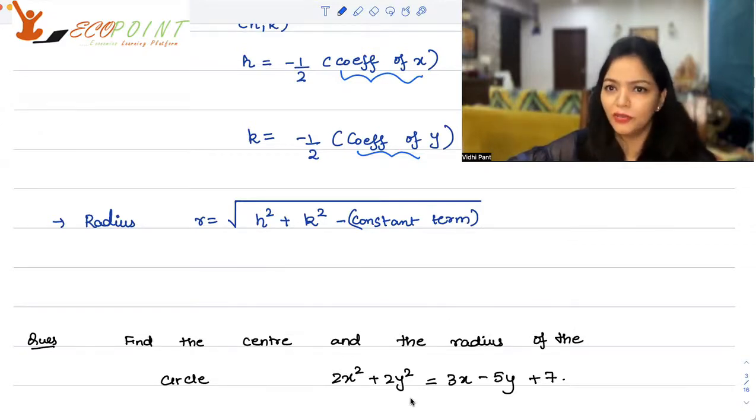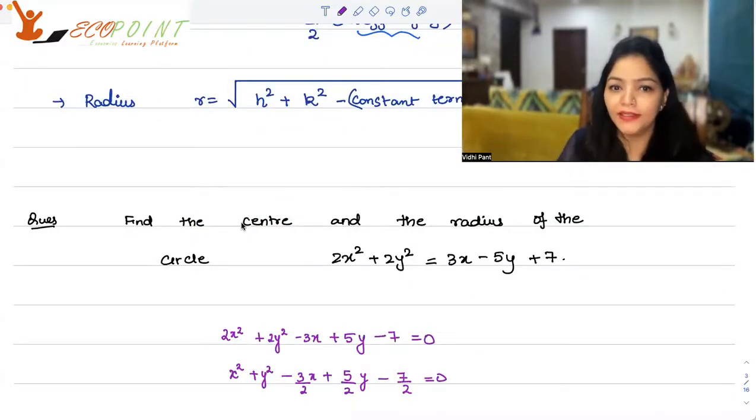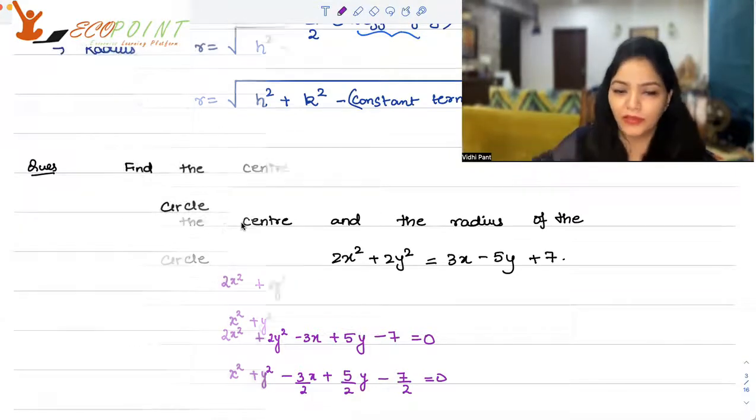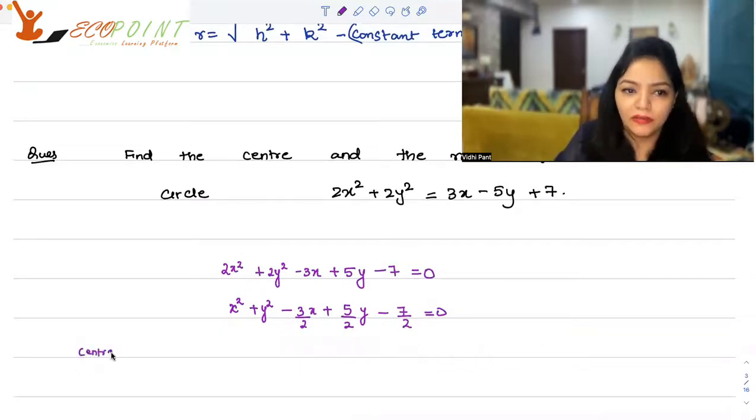The first thing that I will do is take everything to one side. So first I've taken everything to one side, then I've divided throughout by 2 so that the coefficient of x square and y square is 1. Once you've done that, now what you need to do is find the center.